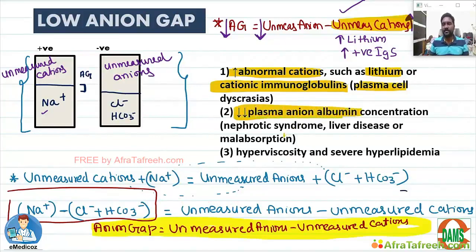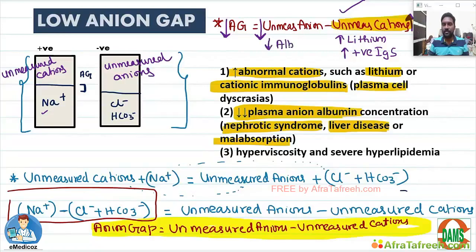Whenever there is decrease in protein synthesis, as in liver disease, decrease in protein absorption, malabsorption, or increase in protein excretion in urine, nephrotic syndrome. So these are causes for decrease in unmeasured anions. What can happen? Decrease in albumin. What are the causes of decrease in albumin? Either liver disease, nephrotic syndrome, or malabsorption.